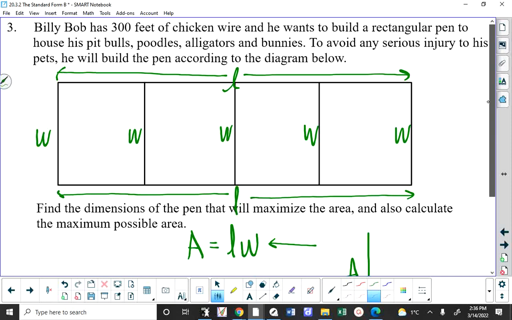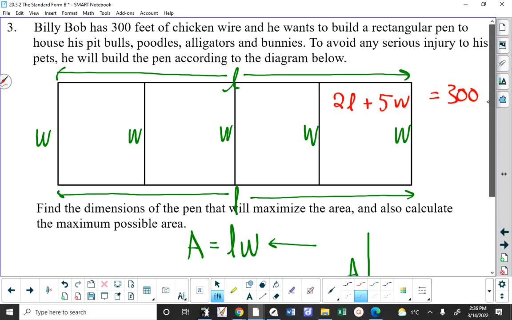Right. Make an equation relating all of these W's and L's. So we're going to take 2L plus 5W equals 300, because Billy Bob's got 300 feet.